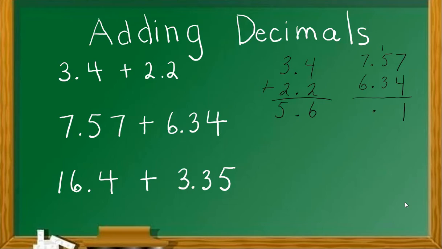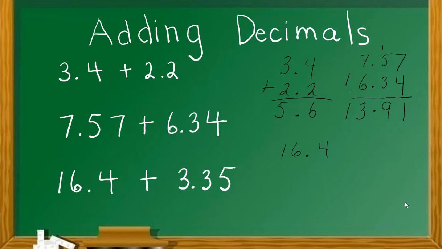Now we're adding in this other column, the hundredth, and we're moving over to the tenth. So 1 plus 5 plus 3 is equal to 9. Nothing to carry, and move over to the leftmost column. 7 plus 6 is equal to 13. And there's your answer. 13 decimal 91, or 13 and 91 hundredths.